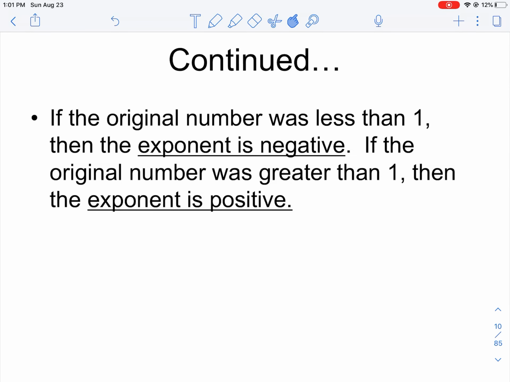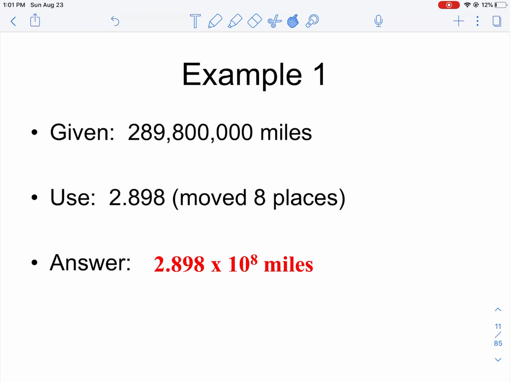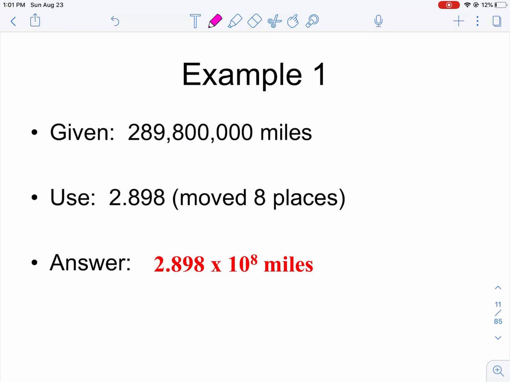Okay, again, this is what I was saying earlier. If the original number was less than 1, okay, it's not less than 0, it's less than 1, because otherwise it would be a negative number, right? But if it's less than 1, the exponent is negative. Greater than 1, the exponent is positive. Okay, so here's some example problems. I've already done these for you, and you just have to write the answers in your notes, but make sure you truly understand it.